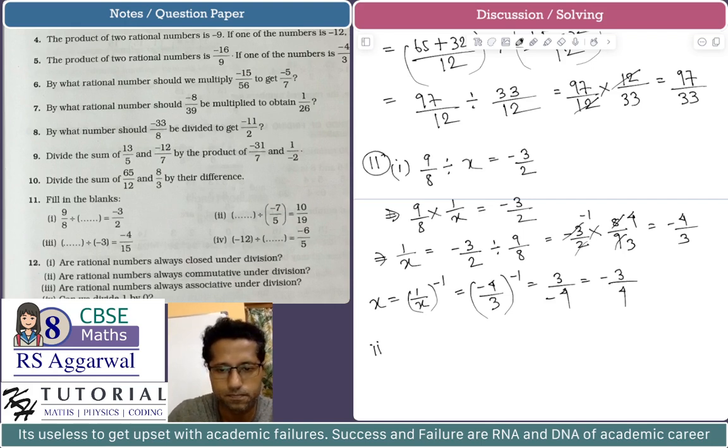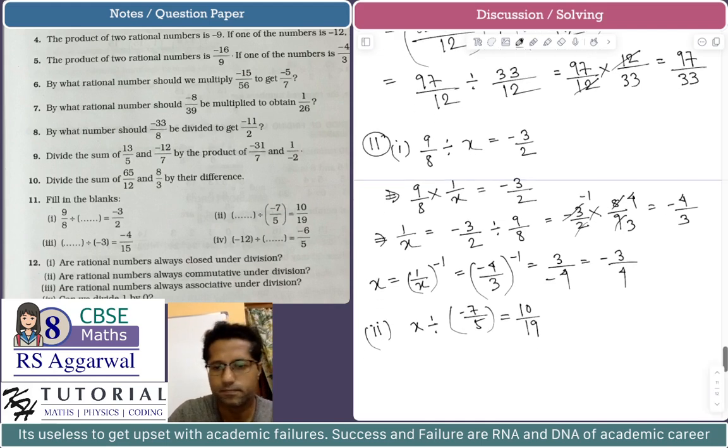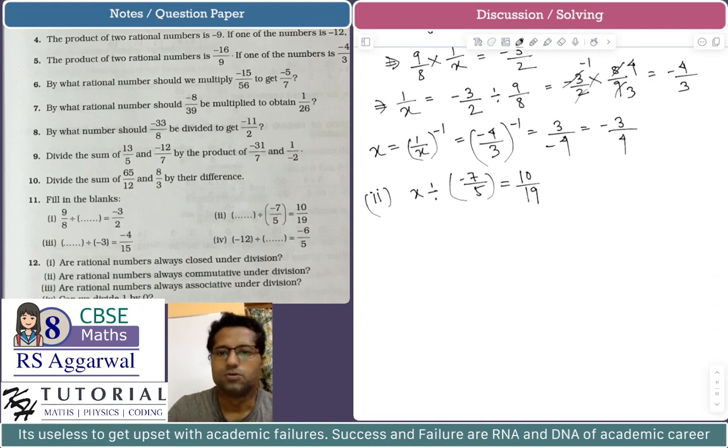Part 2, x divided by minus 7 by 5 is equal to 10 by 19. So this implies, now you can see that the way you can solve it is that x divided by minus 7 by 5 is equal to 10 by 19.